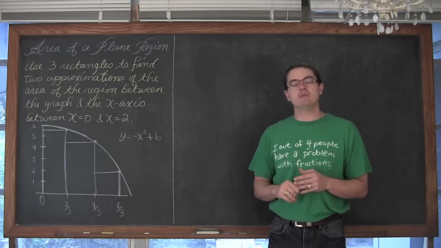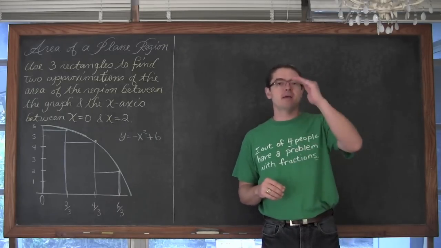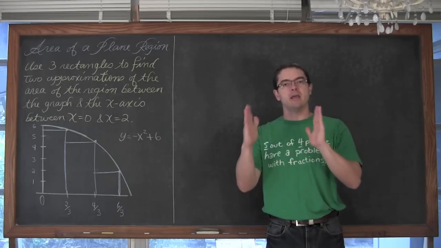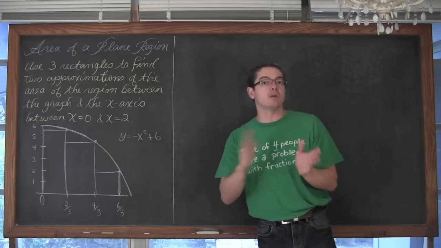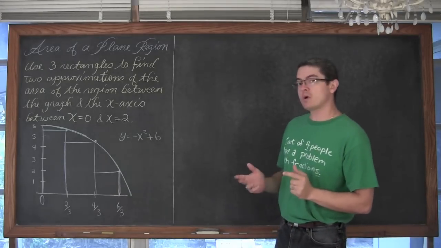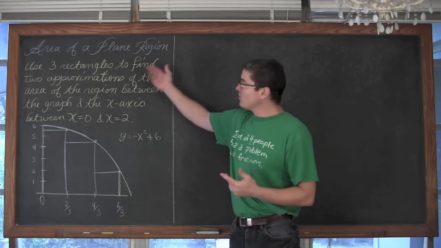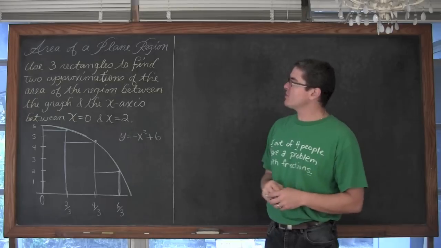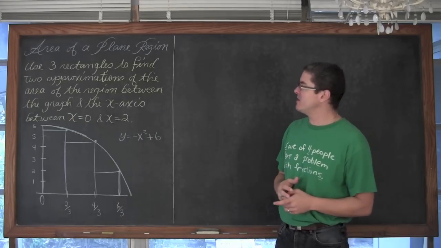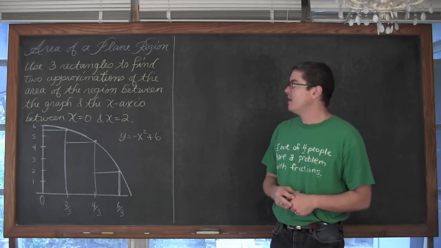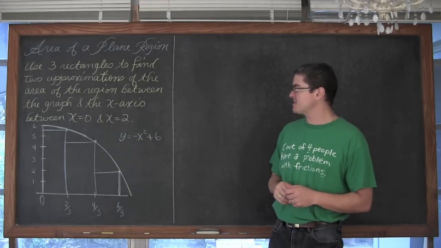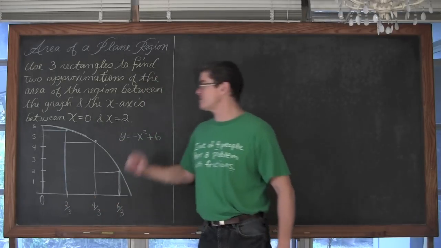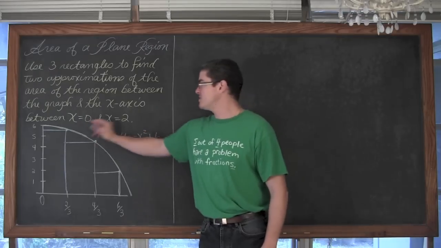Specifically in this video, we're going to be finding the areas bound by a function, the x-axis, and 2 points along the x-axis. Here's what our problem is going to sound like. Use three rectangles to find two approximations of the area of the region between the graph, y equals negative x squared plus 6, and the x-axis, between the x values of 0 and 2.